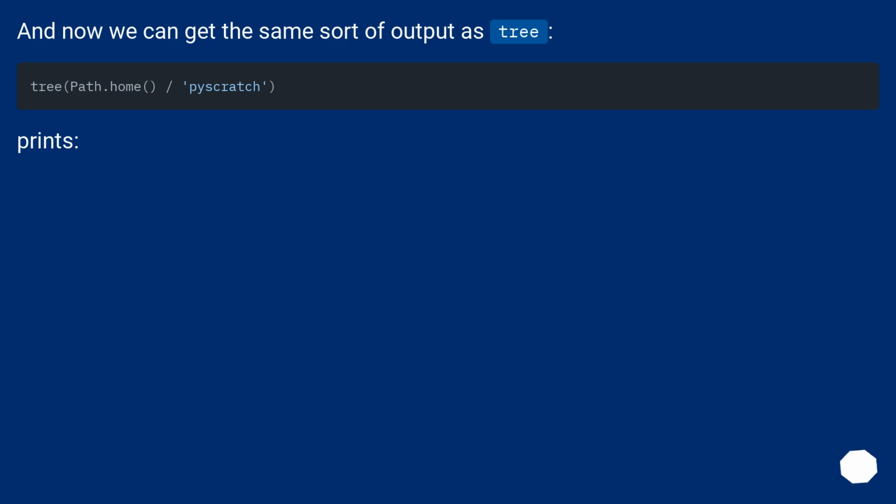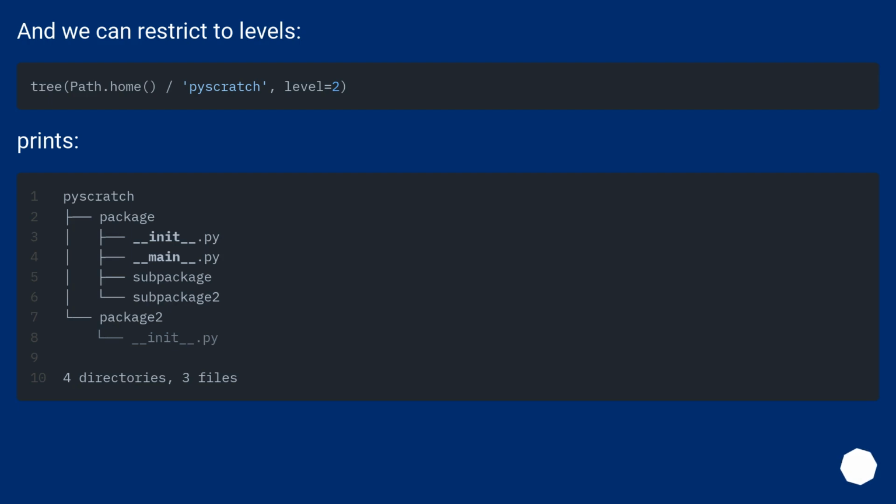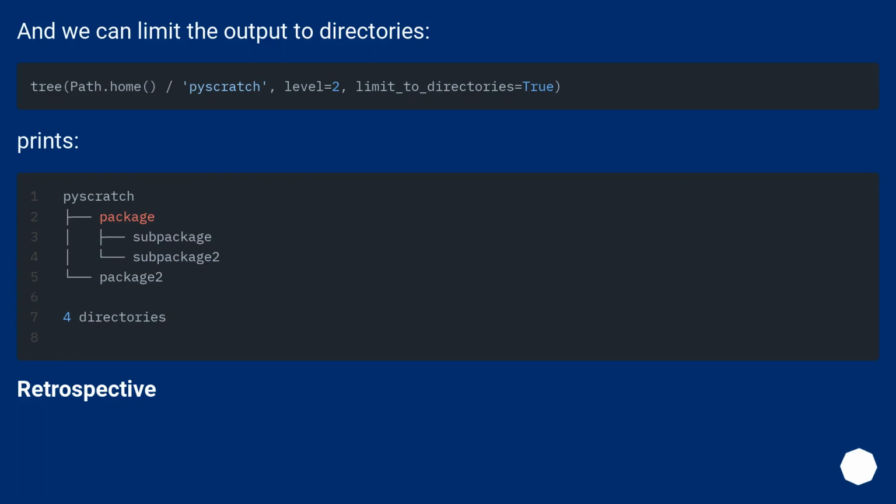And now we can get the same sort of output as tree. Prints. And we can restrict to levels. Prints. And we can limit the output to directories. Prints.